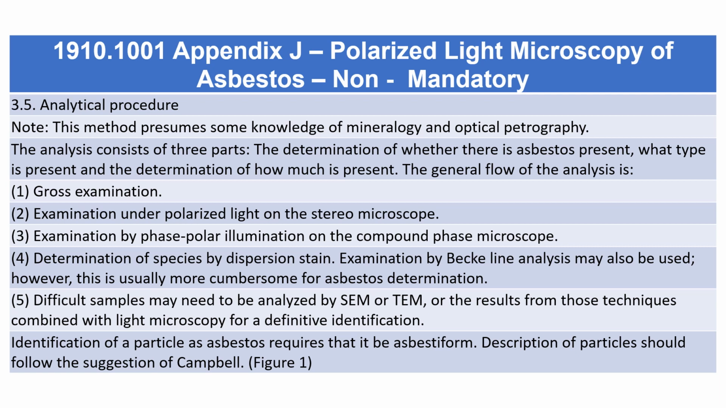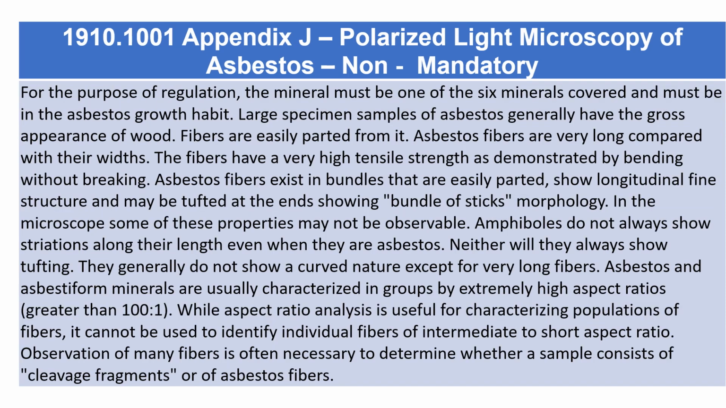Identification of a particle as asbestos requires that it be asbestiform. Description of particles should follow the suggestion of Campbell, Figure 1. For the purpose of regulation, the mineral must be one of the 6 minerals covered and must be in the asbestos growth habit.